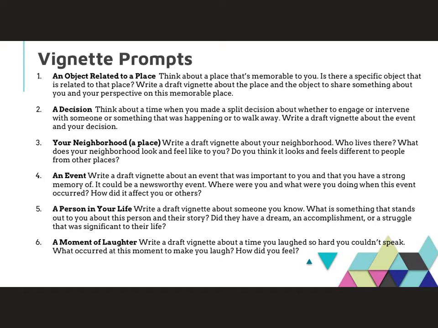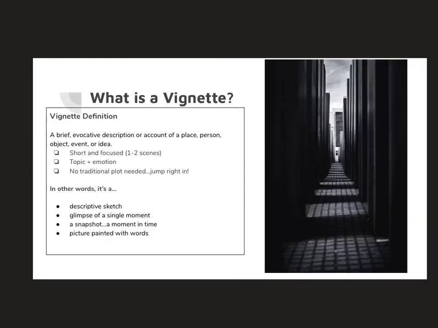But the 6 include, just to kind of get your brain warmed up, you could write about an object related to a place, you could write about a decision, you could write about a neighborhood or a place, an event, a person, or a moment of laughter. So if you want to preview what's coming down the road, you can pause here and take a closer look at the description of each vignette prompt. What we're going to do next is get into a few. So what is a vignette?